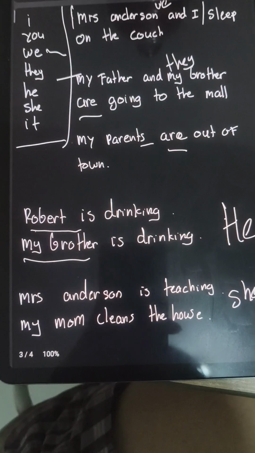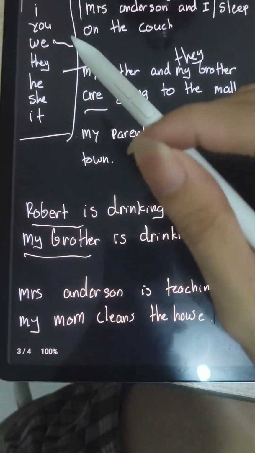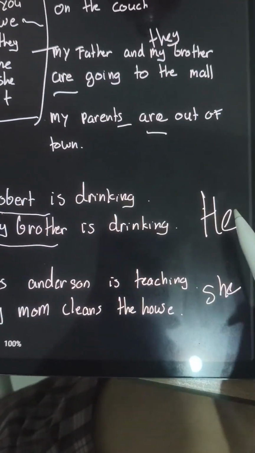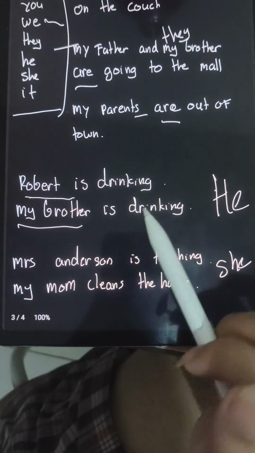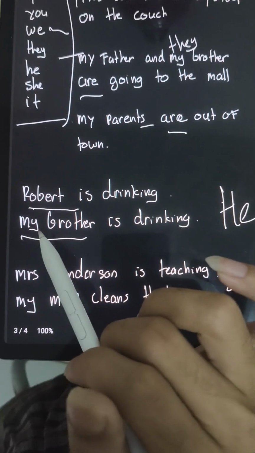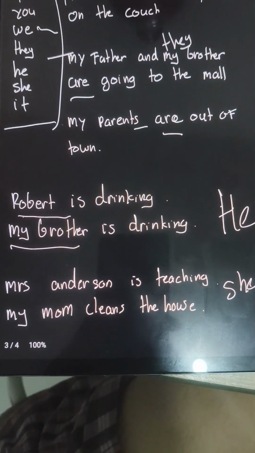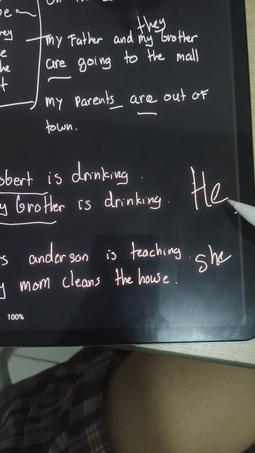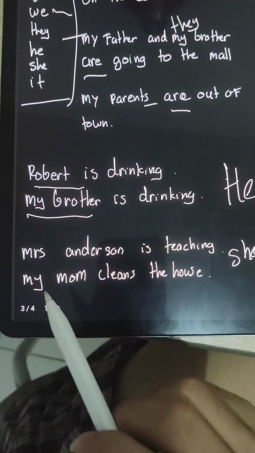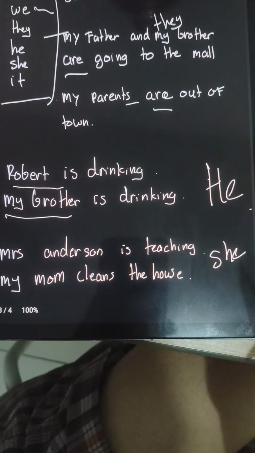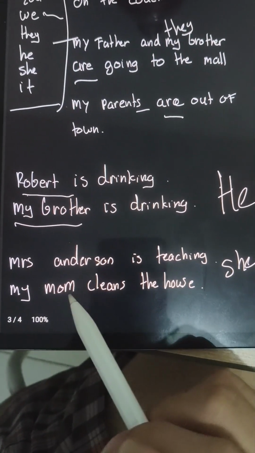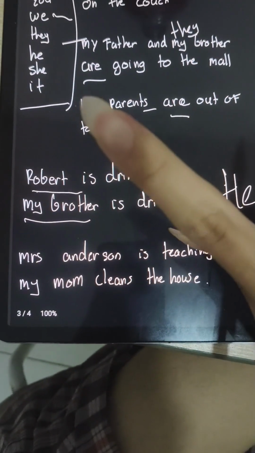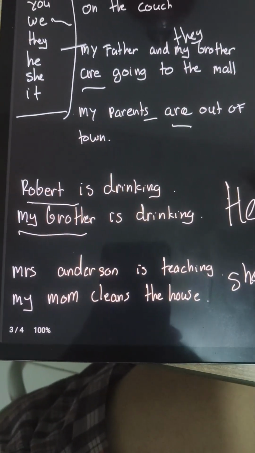Now, another subject is he. He can also transform into names. Robert is drinking. It's he. My brother is drinking. He. Not only names, it also can be roles. Your brother, your parents, your dad, your uncle. He. Immediately. Same goes for she. Mrs. Anderson, she. My mom is also she. So it can be a role or a name for the subject he, she, it.